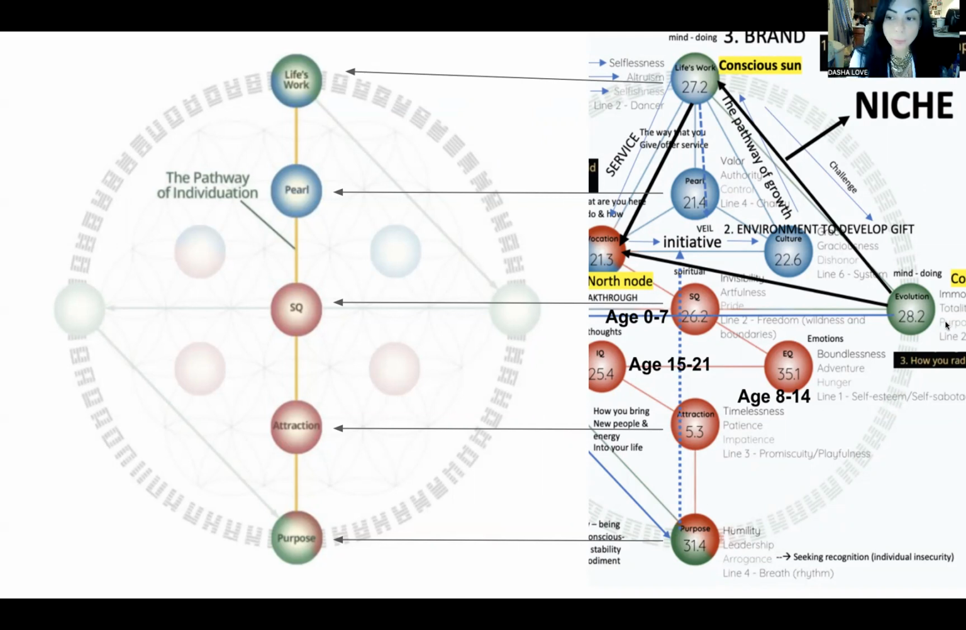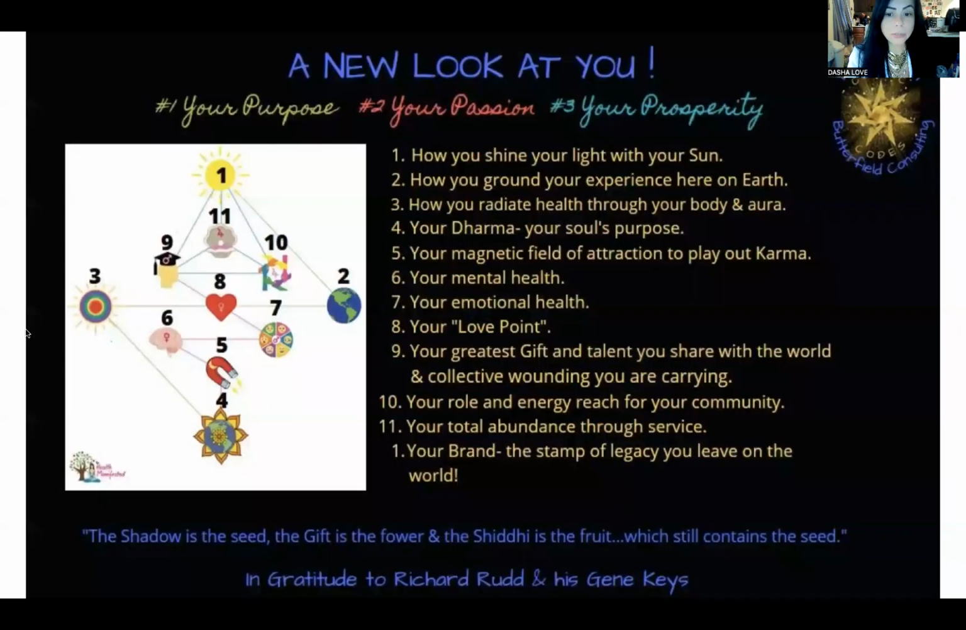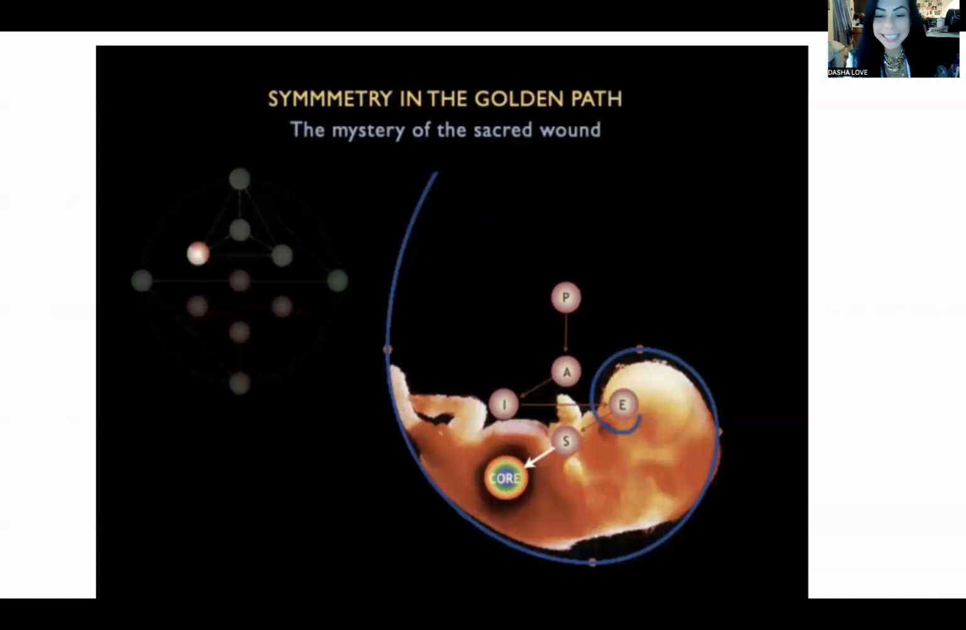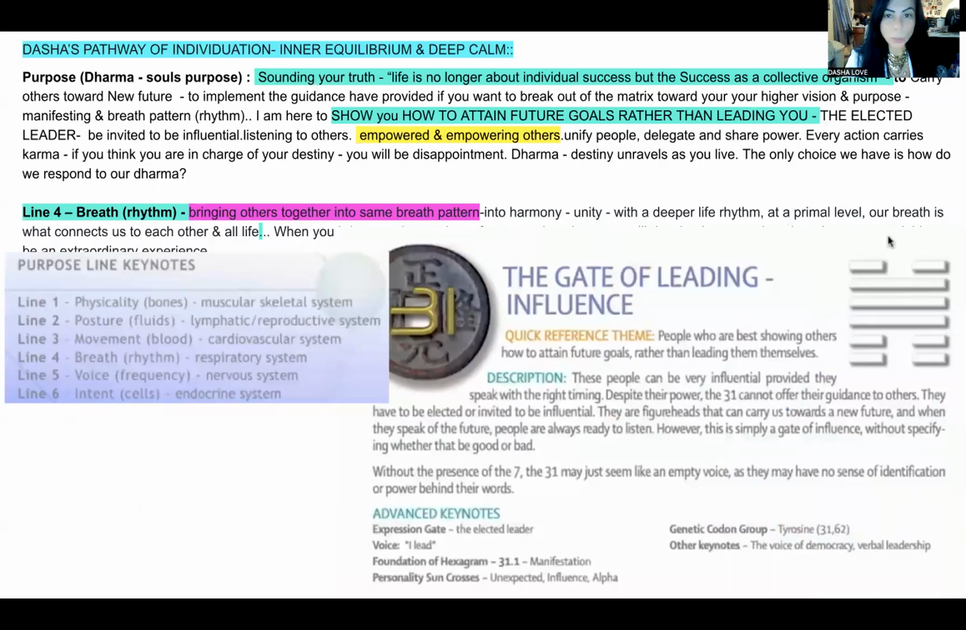Okay, so here, as you can see, our path of individuation, we are going from purpose, attraction, SQ, pearl, life's work. And in reality, what we wanted to do is flip it over, right? Because this is how the womb is. Purpose, right? All the way down to the core. So let's do it like that. So purpose, right? So we're doing it upside down. That's the Dharma. That is the soul's purpose, right?